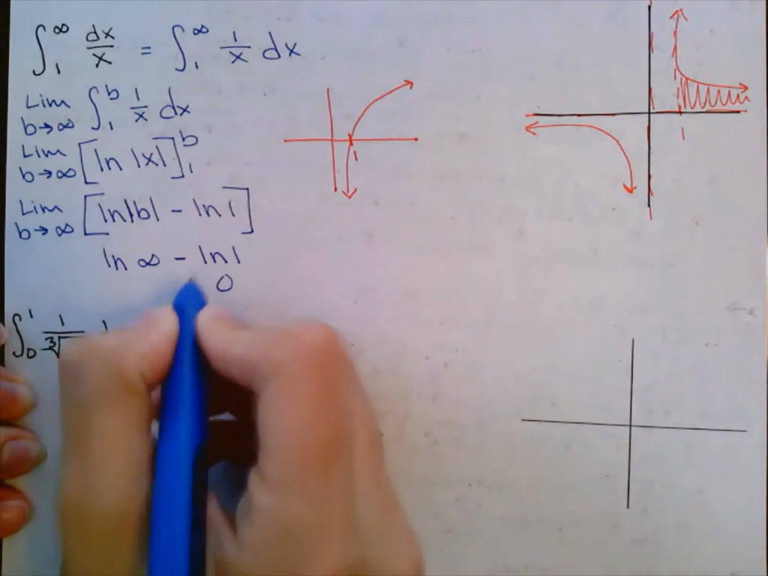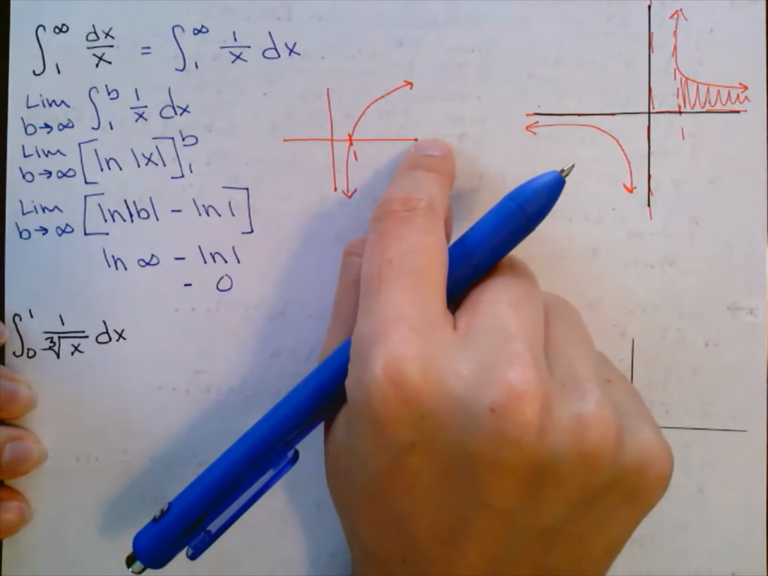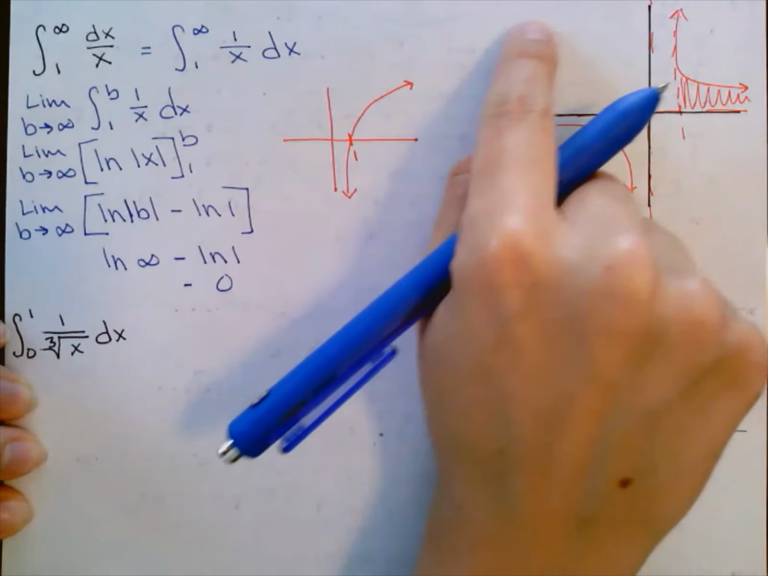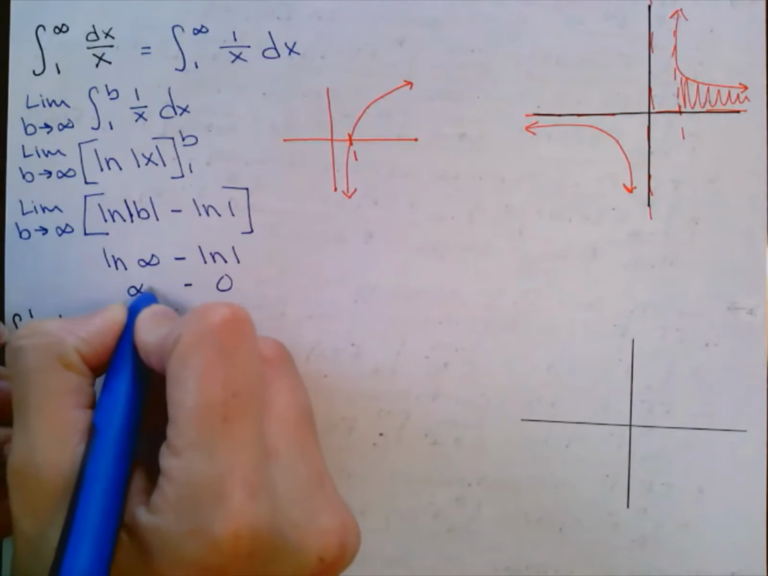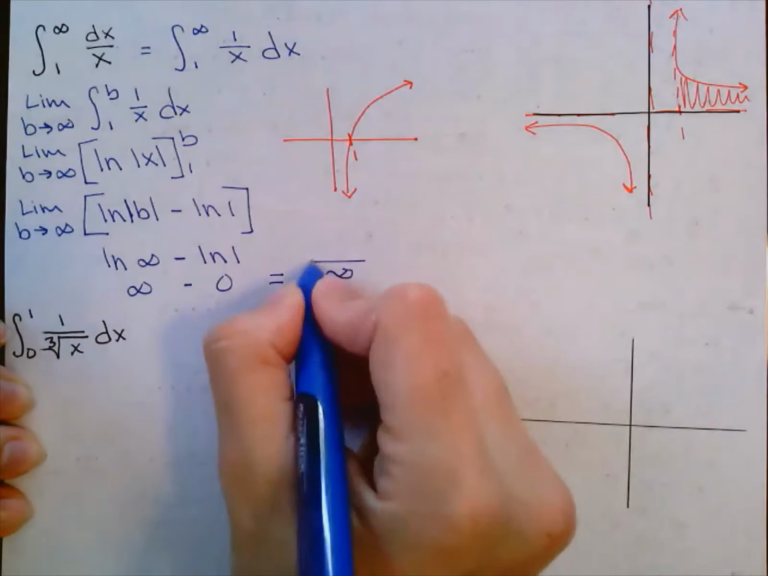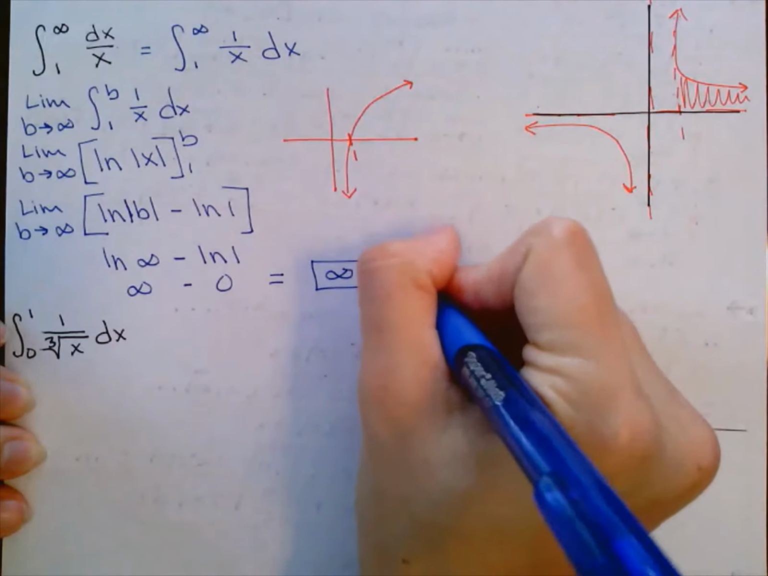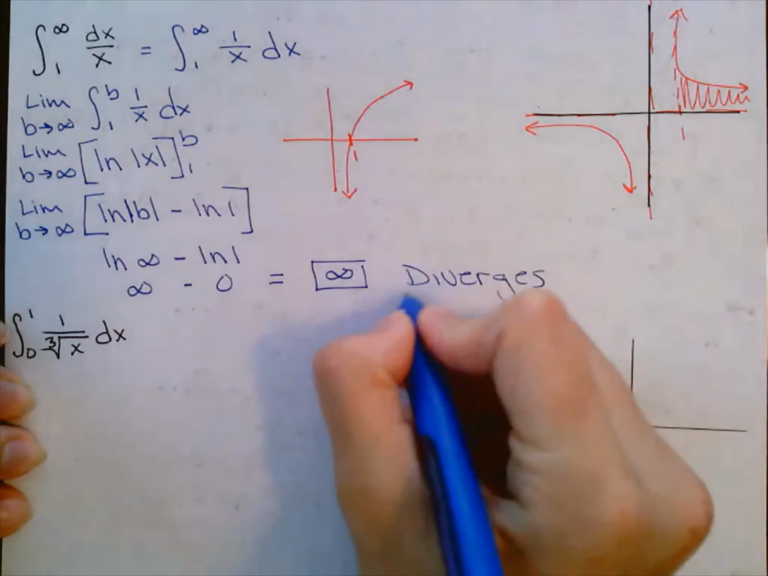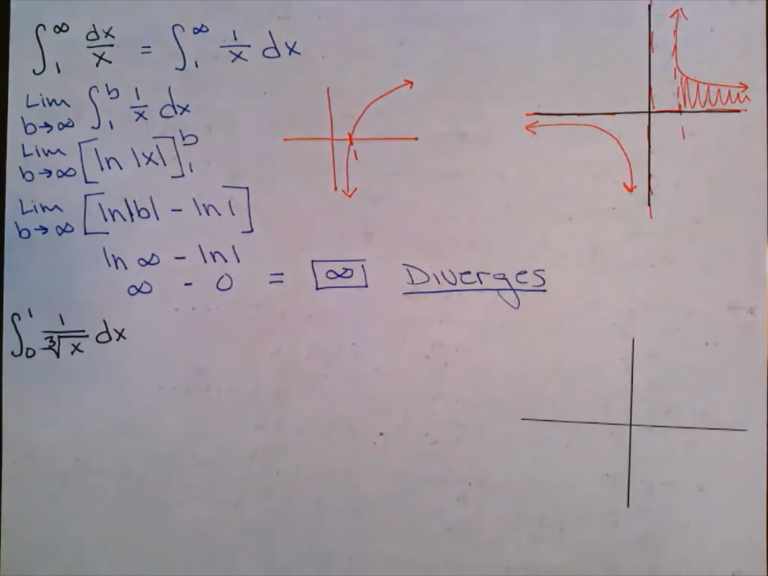Either way. Now ln of infinity, as this function shoots out infinite to the x, on the right, it will continue to grow up, and always go up. So this is also infinity. Infinity minus 0 is infinity. We said that if an answer is infinity, technically it does not exist, and we can write diverges. All right, let's move on to the next one.